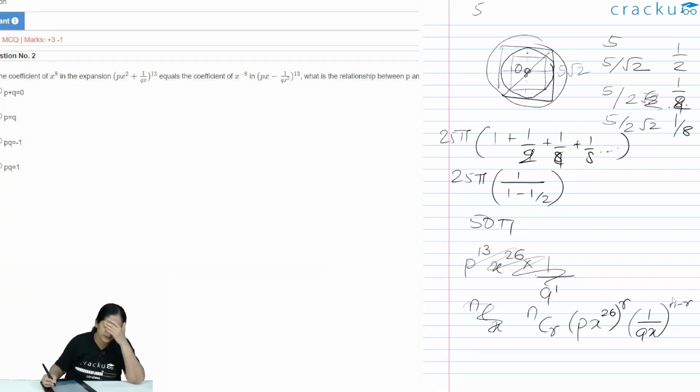Is that what the binomial theorem is? Yeah, alpha plus beta raised to n is equal to nC0 alpha raised to n plus nC1 alpha raised to n minus 1 beta. So yeah, this would be the 1 upon qx raised to n minus r.